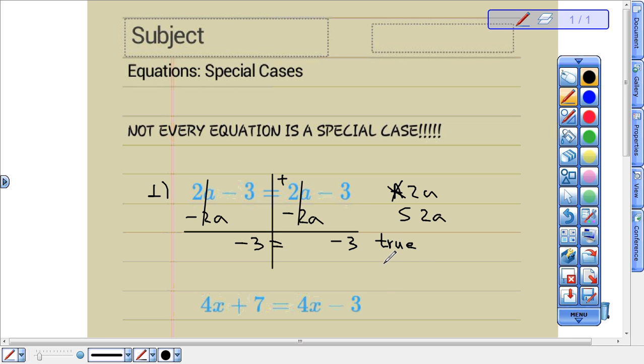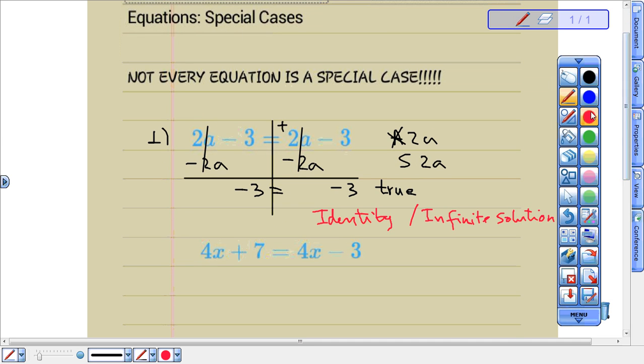Therefore, we have a special case, and this special case has a solution of identity or infinite solutions. Which basically means that all the numbers can be substituted for a, and they would be a solution of the equation. So identity carries the idea that the left side is identical to the right side.